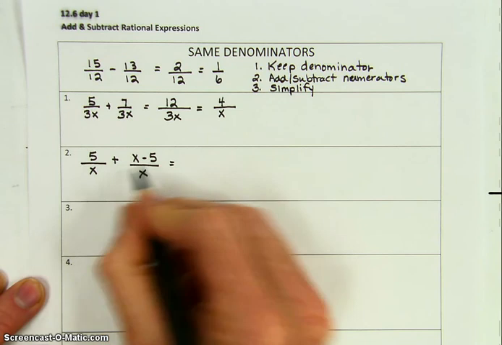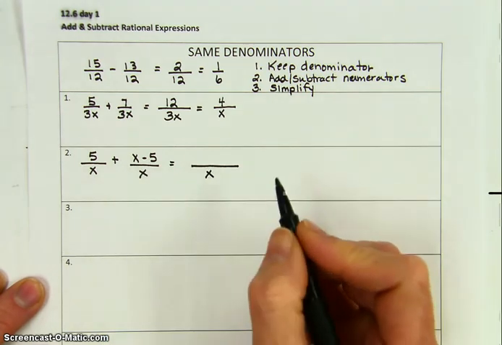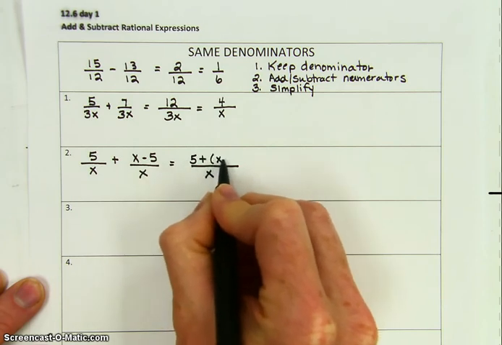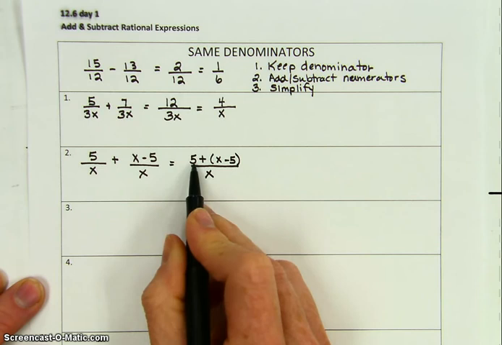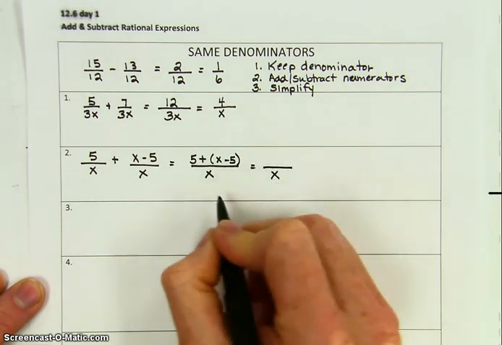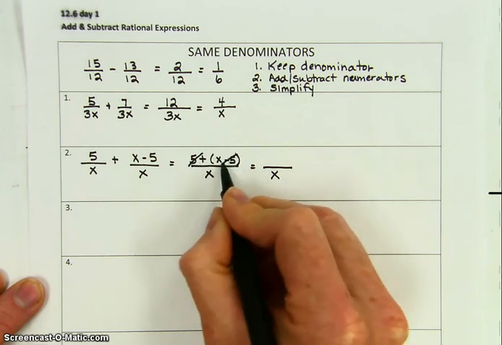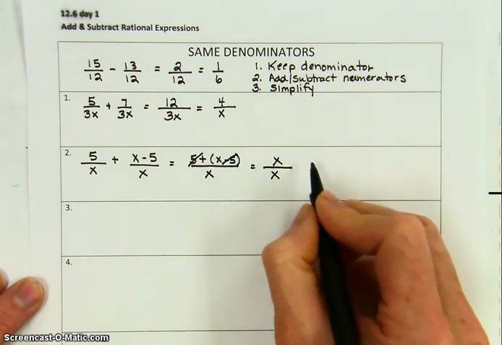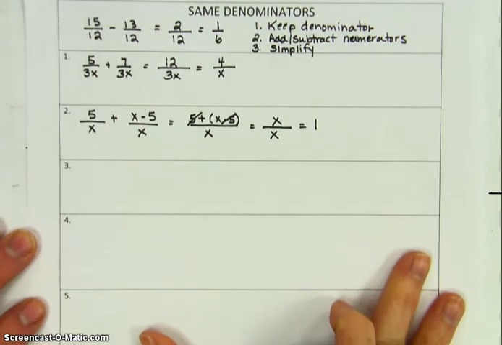We will have same denominators, so we keep it. And we will add our numerators, but you do need to be careful. So we are going to write all of our steps out so we can see the top. We do have a polynomial on the top. We will keep that numerator, and we will notice that 5 and negative 5 will cancel out. So I have an x left on top, and x over x reduces down to 1.